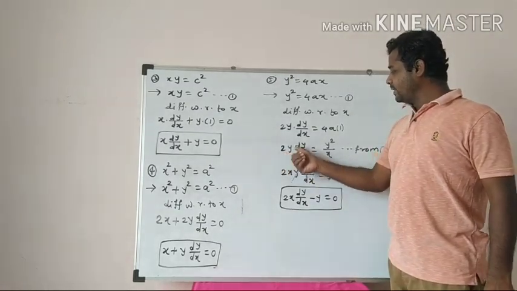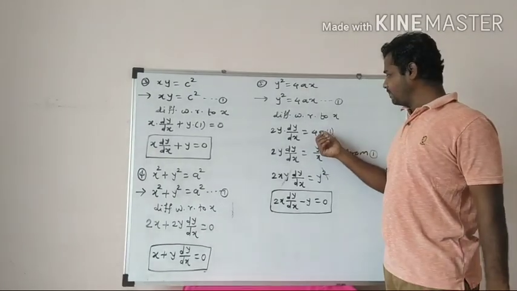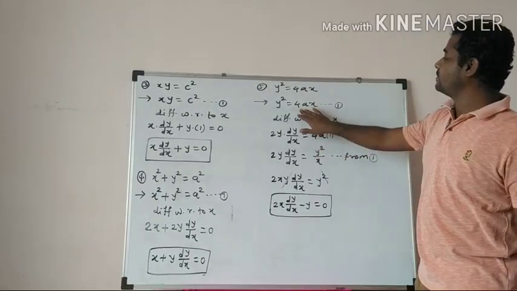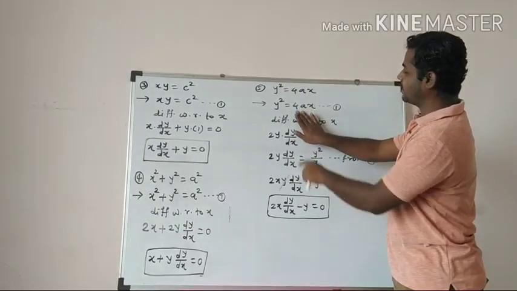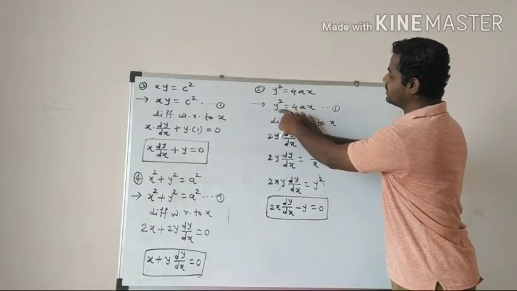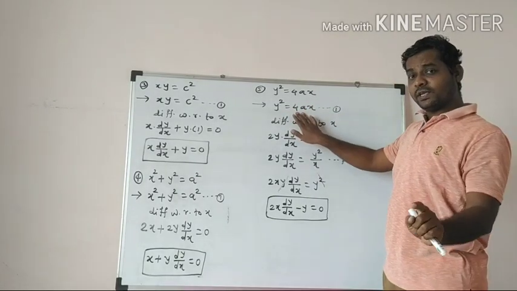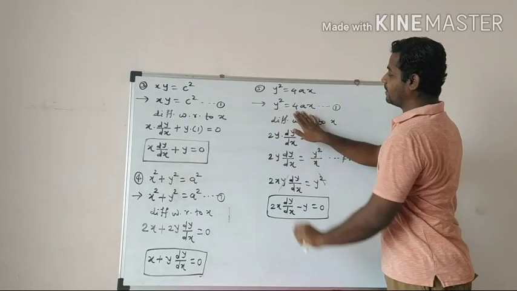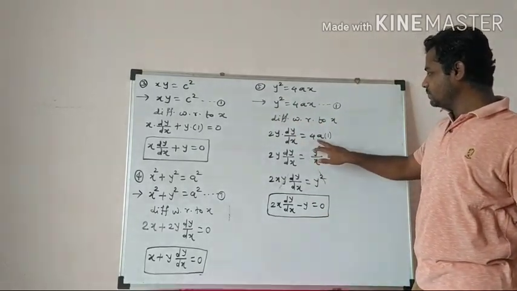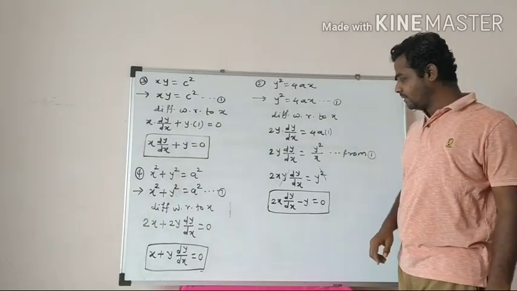So 2y into dy by dx is equal to 4a into 1, which is 4a, and the value of 4a from equation number 1 is given by 4a is equal to y square divided by x. Equation 1 वरून 4a ची किंमत कशी लिहिता येईल? y square आणि त्याला divided by x असं लिहिता येईल. So 4a is replaced by y square by x from equation number 1.